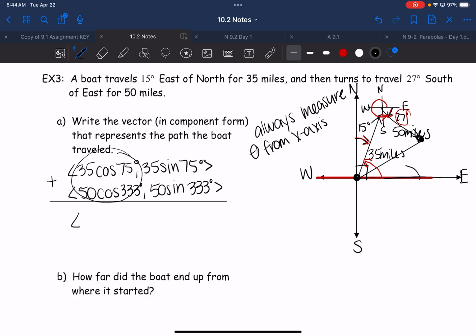What did we get there? Good. Okay. Now I need to do the exact same for my y components. So now I'm going to add together 35 sine of 75 and 50 sine of 333. And what do we get for our y component? All right. So that would be our vector in component form. Okay, so there's the vector that represents the path that we traveled.